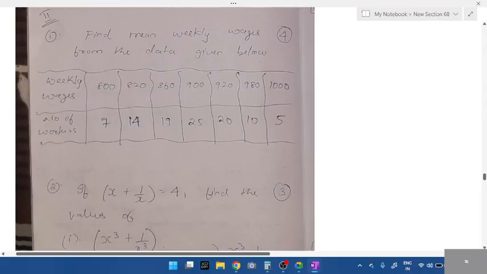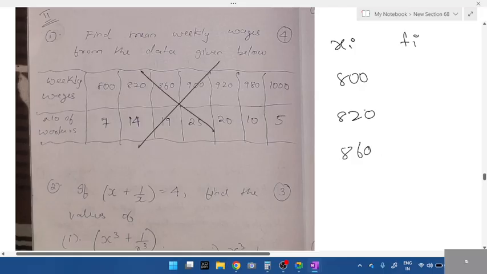Mean question. So what did I tell you all? If the values are bigger, which method do you have to use? Assumed mean method. You don't have to arrange in order. Just copy 800, 820, 860. Don't try to do it directly, students. Don't use this. Copy it.